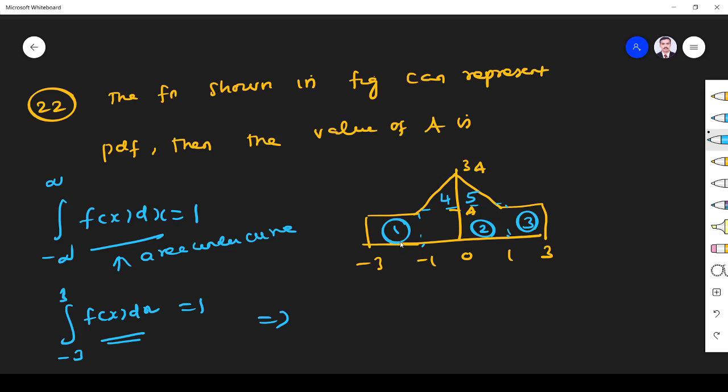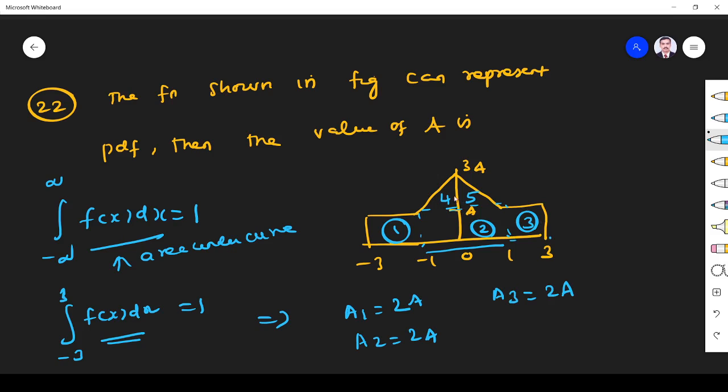So for the first one, area is length into breadth. This height is a, this length is 2. So A1 is 2a. A2: this length is 2, height is a. So A2 is also 2a. For this area, length is 2, height is a. So A3 is also 2a.